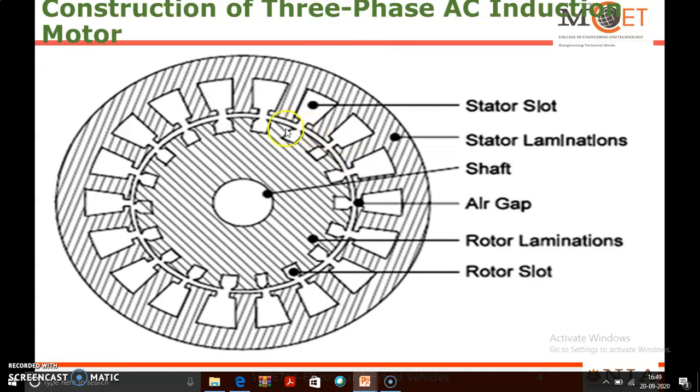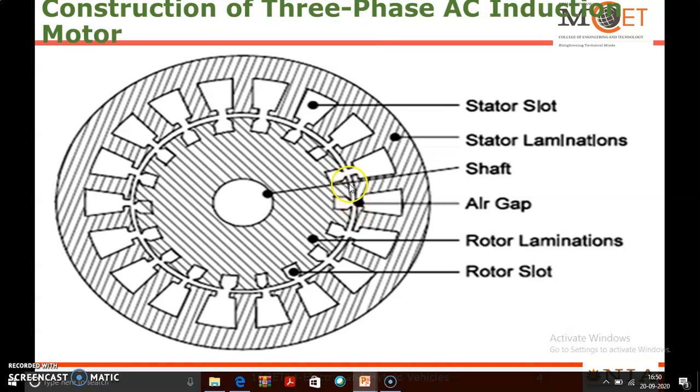Next, this is the rotor. This is the rotor slot. The rotor slots are used to place the rotor conductors, so the rotor slot acts as a house for placing the rotor conductor within it. This is the rotor lamination. As I said for the stator lamination, these laminations are used to avoid eddy current and hysteresis losses.